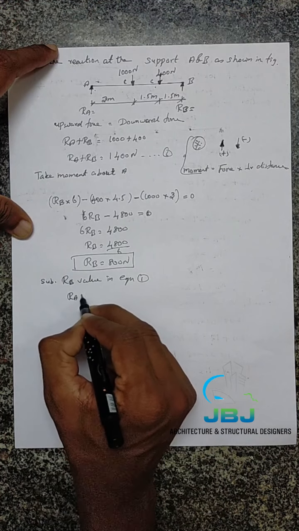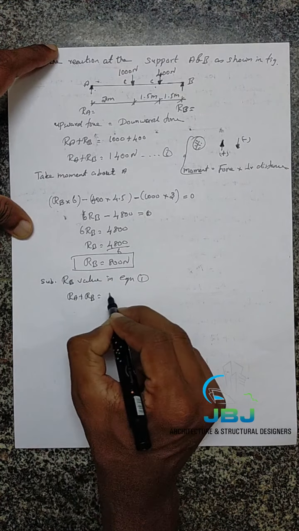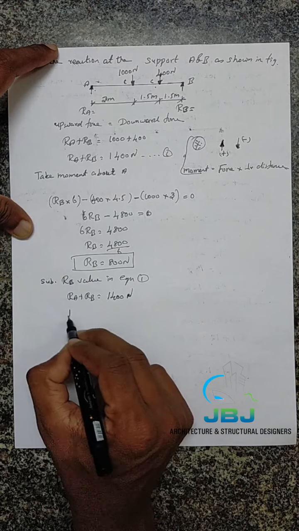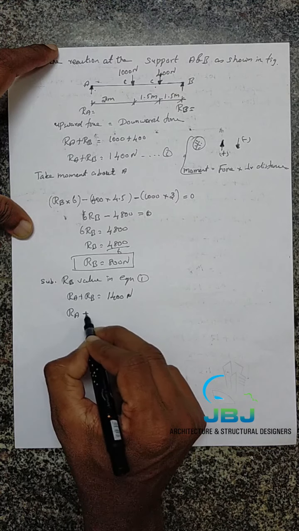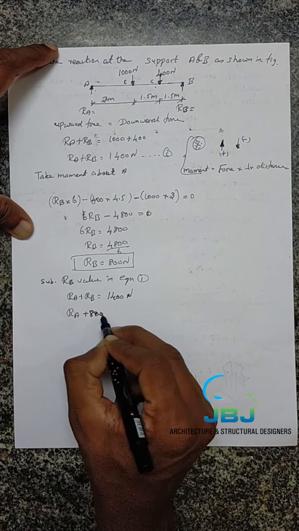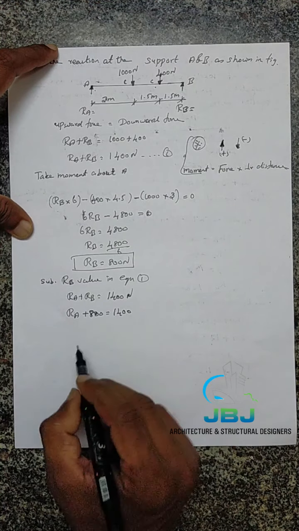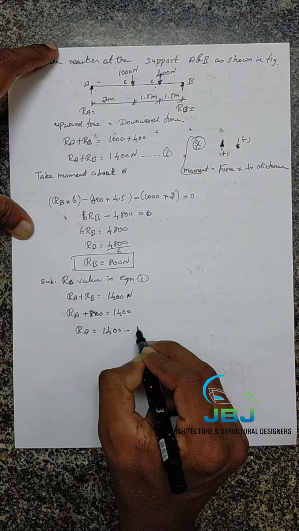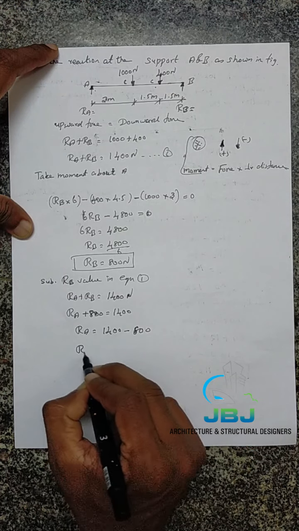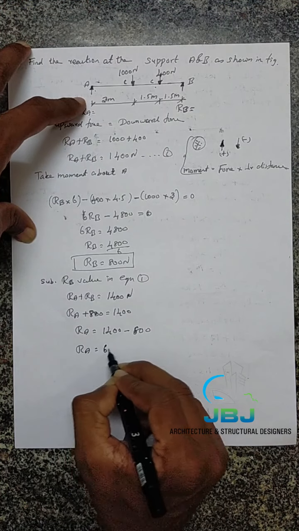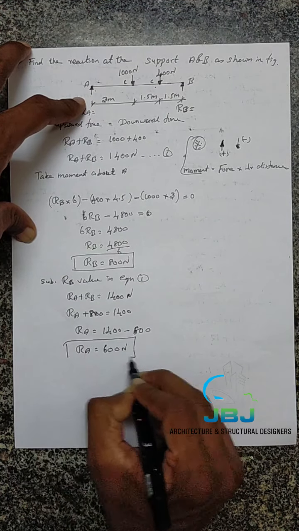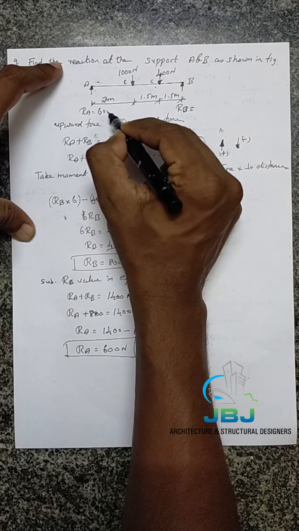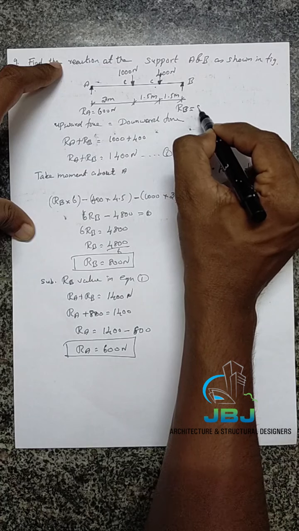So RA plus RB equal to how much? 1400 Newton. Here you know the RB value, right? RA plus 800 equal to 1400. So RA equal to 1400 minus 800. So RA equal to 600 Newton. Clear? We found the value of RA as 600 Newton, and this value is 800 Newton.